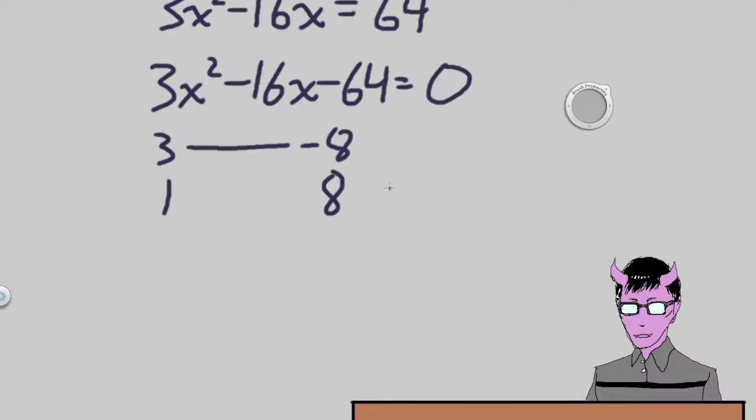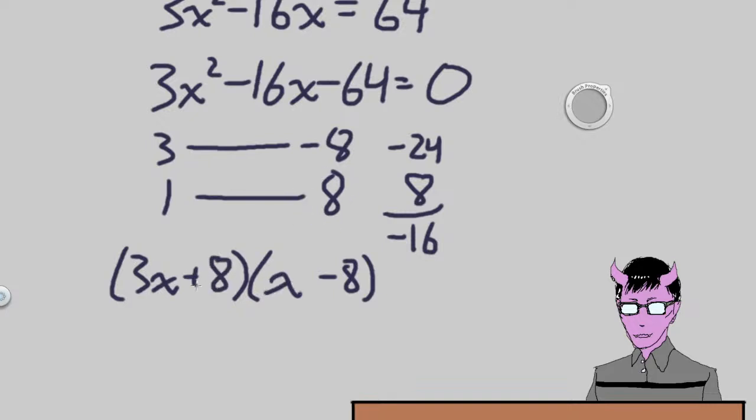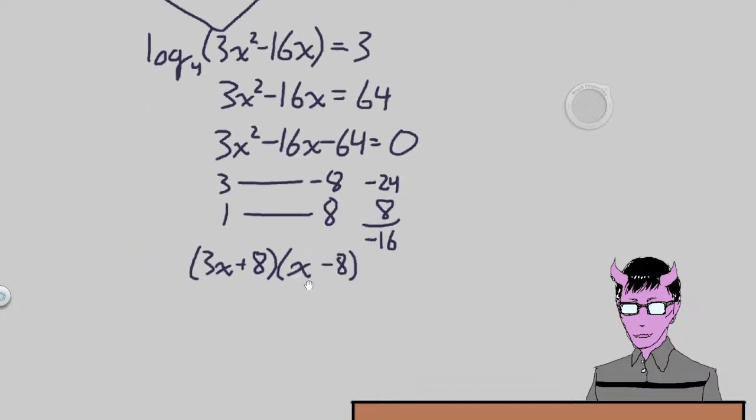What do you know? 3 times negative 8 gives us negative 24. 1 times 8 gives us positive 8. If you sum them, we get negative 16, which is what we want. Perfect. So therefore, we have a 3x multiplied to a negative 8, and a 1x multiplied to a positive 8. So that is the factorized form of the quadratic, and that is equal to 0.